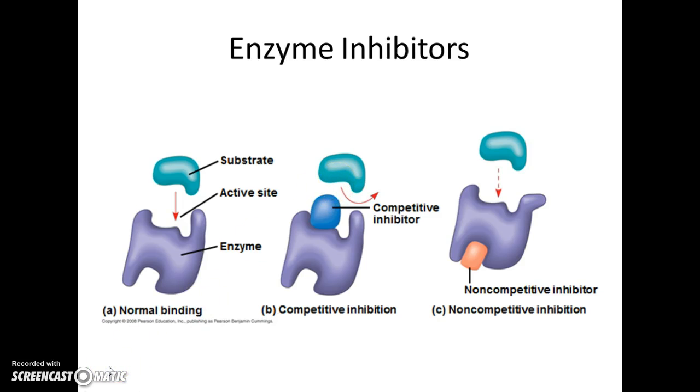The non-competitive inhibitors are inhibitors that bind to a different part of the enzyme, ultimately causing the enzyme to change shape and have a less active bonding site for the substrate. And image C here shows that. We have our non-competitive inhibitor locking into the bottom of the enzyme, causing the active site itself to slightly change shape right here. And that reduces the ability of the substrate to bond into that active site.